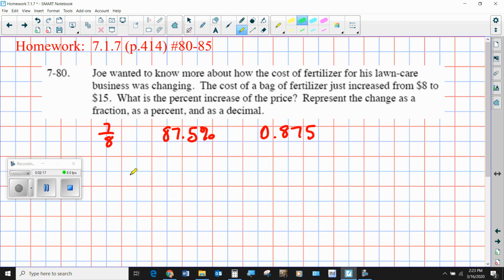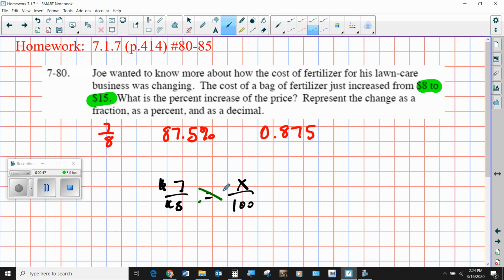Let's take a look at some examples here. Joe wanted to know more about how the cost of fertilizer for his lawn care business was changing. The cost of a bag increased from $8 to $15. So how much did it go up? It went up by $7. What was the original cost? It was originally $8.